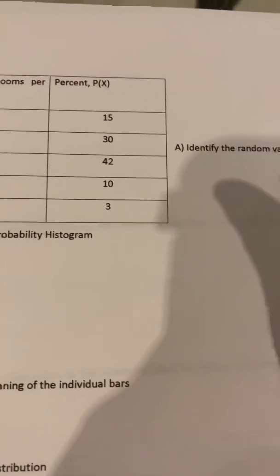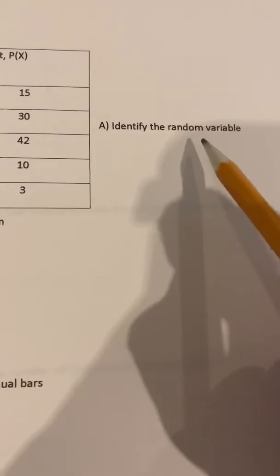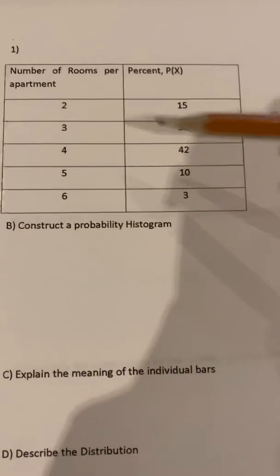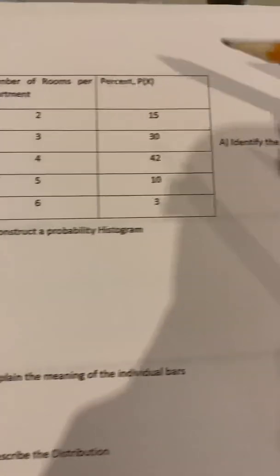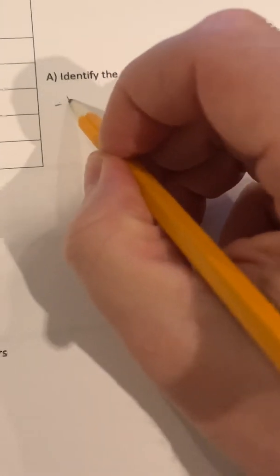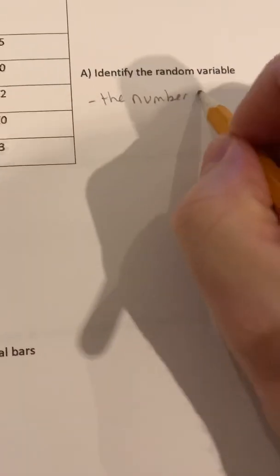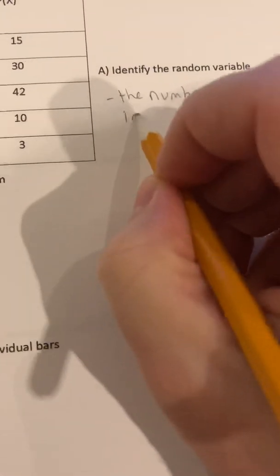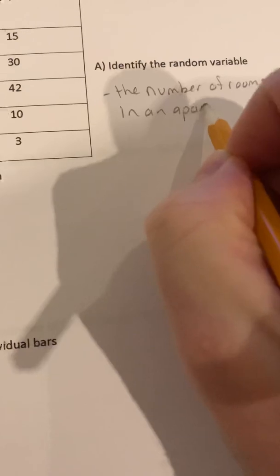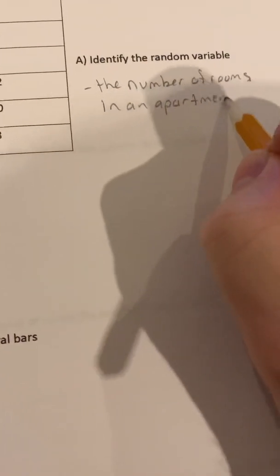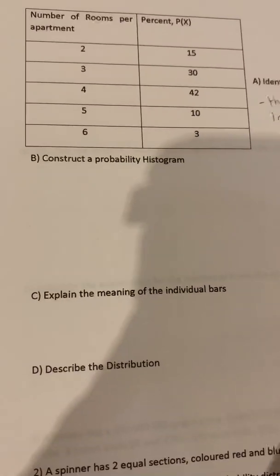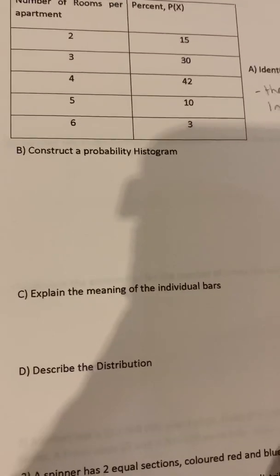Okay, number 1A, identify the random variable. Okay, so what's the variable that is changing? In this case, it is the number of rooms in an apartment. Okay, that's A. B, construct a probability histogram.